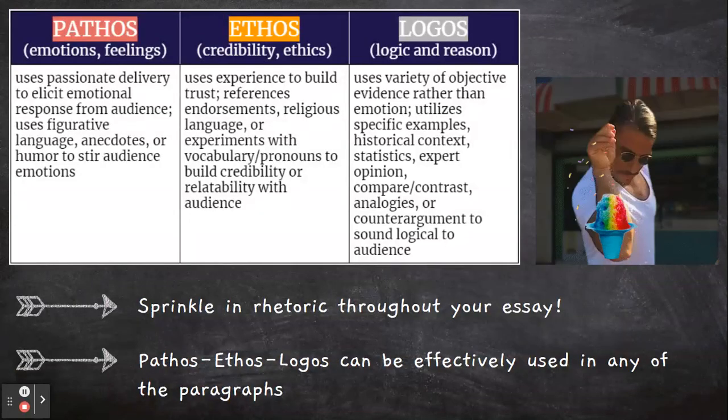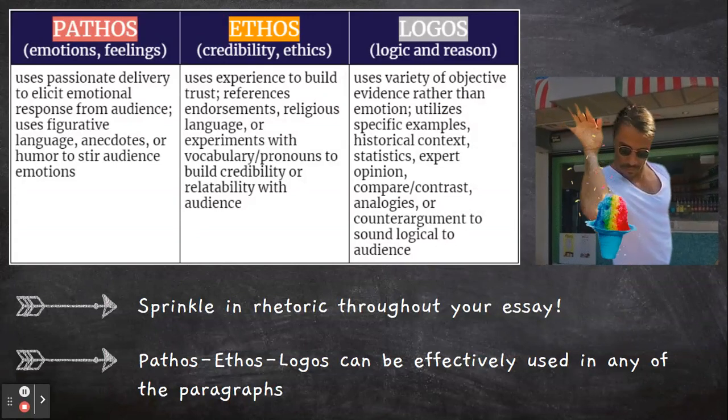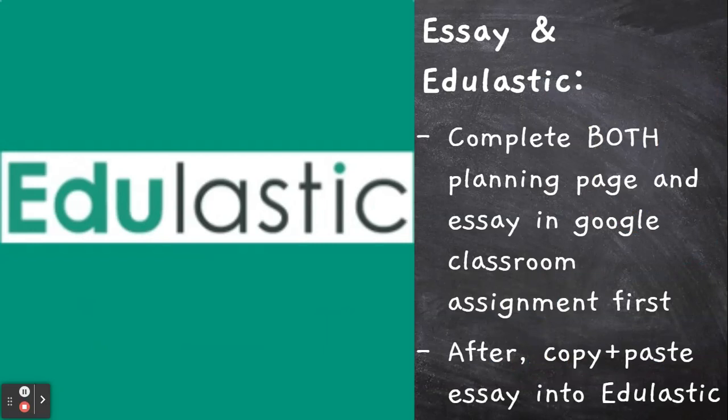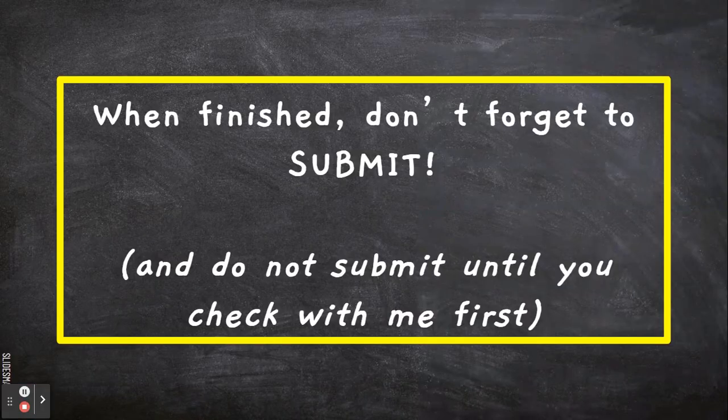And just a reminder to sprinkle rhetoric throughout your essay. Pathos, ethos, logos. They can be effectively used in any of the paragraphs. Sprinkle it in. One final reminder, complete both the planning page and essay in Google Classroom in the assignment first. Afterwards, copy and paste the essay into Edulastic. When you're finished, check with me before you submit your test on Edulastic.